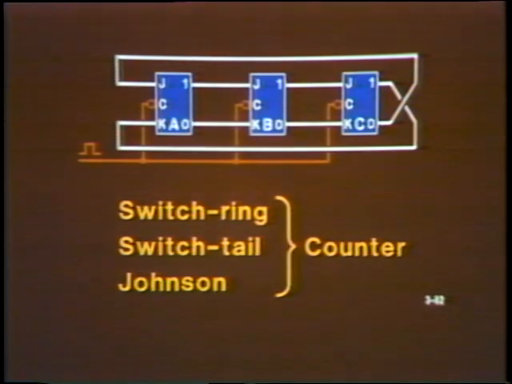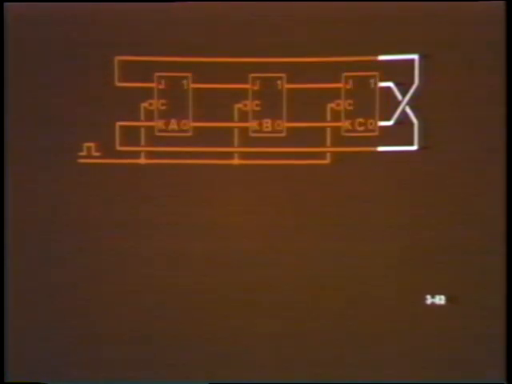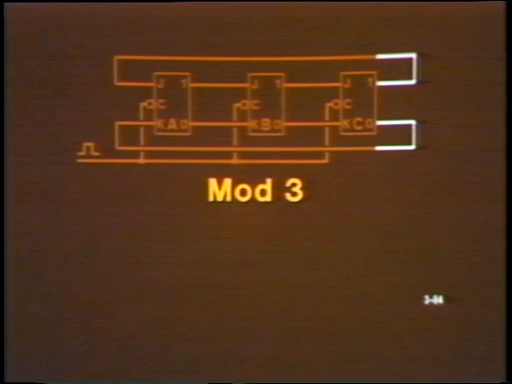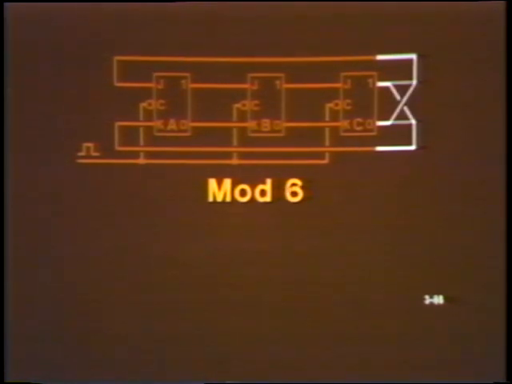The important feature of this counter is the crossover in the feedback lines after flip-flop C. This crossover doubles the modulus of this counter as compared to a ring counter. A ring counter with 3 flip-flops would count mod 3, while a switch ring counter with 3 flip-flops has a modulus of 6. Let's see why.